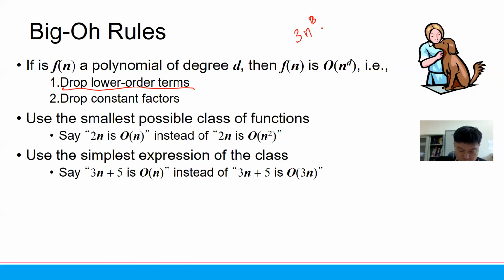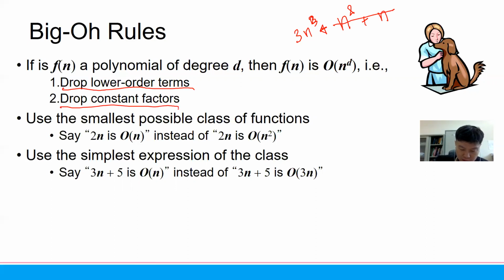This one is 3n to the power of 3 plus n to the power of 2 plus, for example, n. So if we have 3n^3, n^2, and n, we can just disregard the lower order terms. We do not need them, because we only want to check the greatest one. And also we can drop the constant factors.